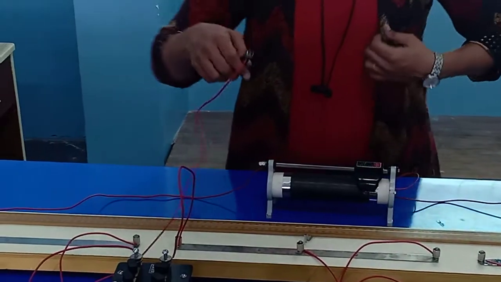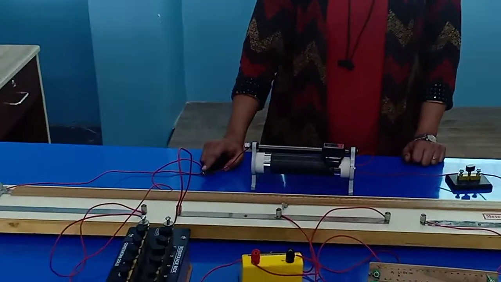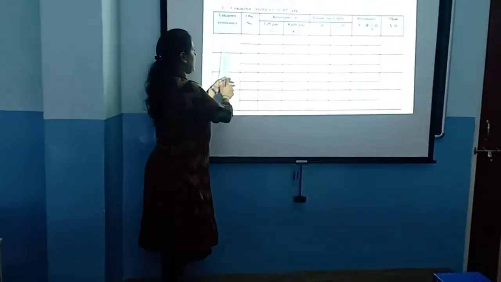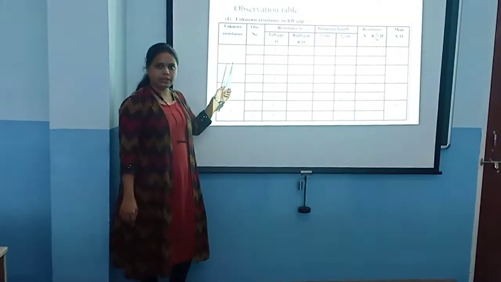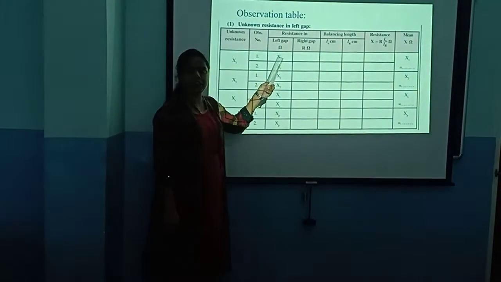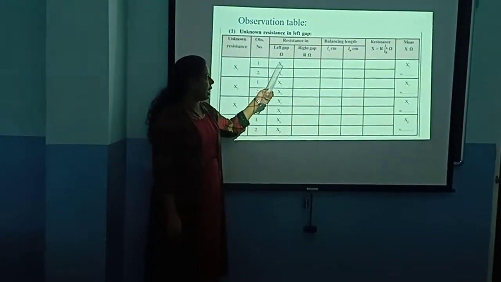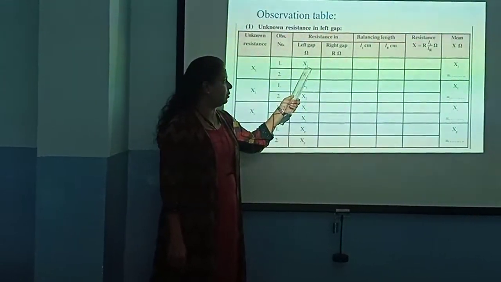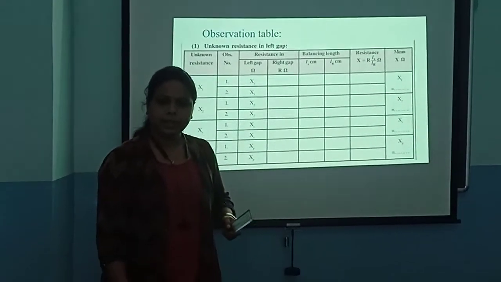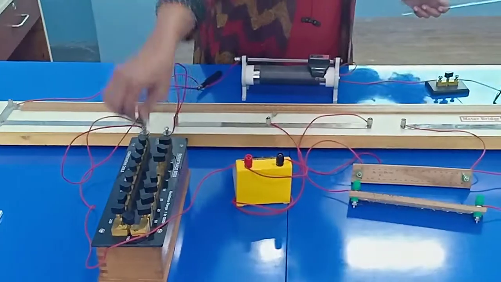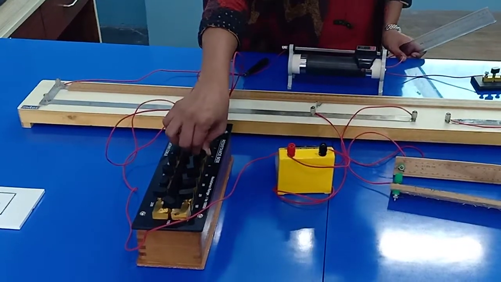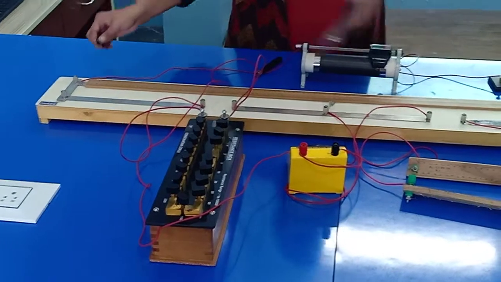Now how to start the experiment? Firstly, you have to understand the observation table. Unknown resistance X1. Suppose you are doing the experiment for X1 resistance. So this X1 resistance is now connected in the left gap of the meter bridge. In the left gap, that is the unknown resistance, which is X1. And in the right gap, a resistance of 5 ohm. I will put in the 5 ohm resistance from the resistance box. Remove this key, that means you have connected 5 ohm resistance. This is the left gap, this is the right gap.